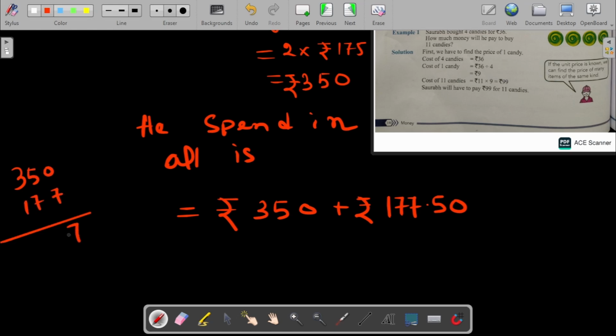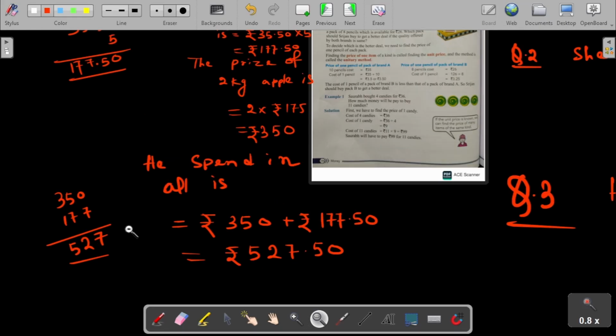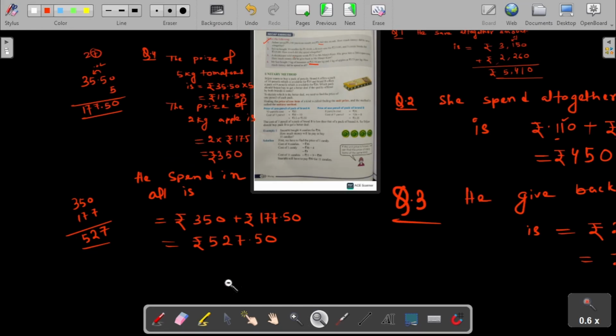So this equal to 7 and 7, 5, 12. So we'll write 2 and 1 is carry forward. So 3 plus 1, 4, and 4 plus 1, 5. So this equal to what? So this equal to rupees 527.50. So he spends altogether 527 rupees and 50 paisa. Okay.